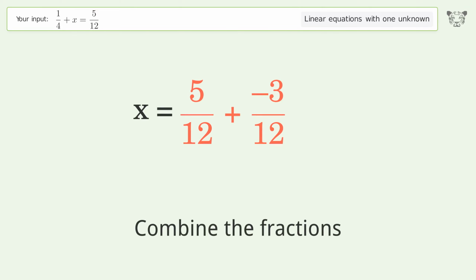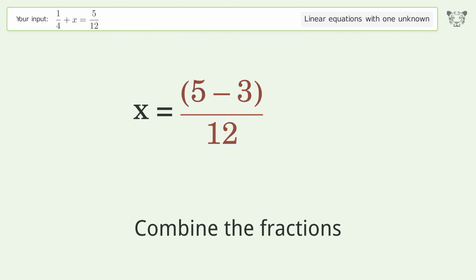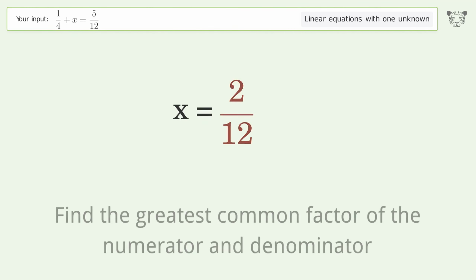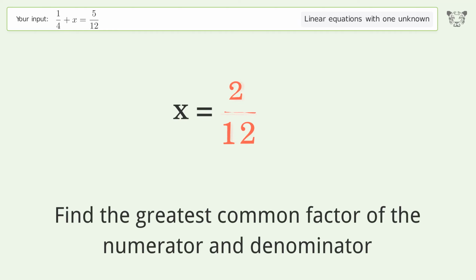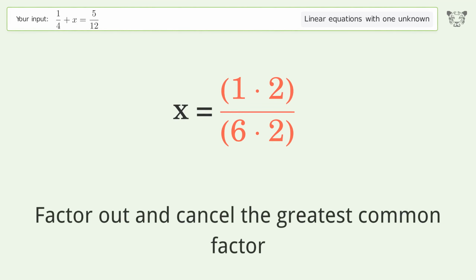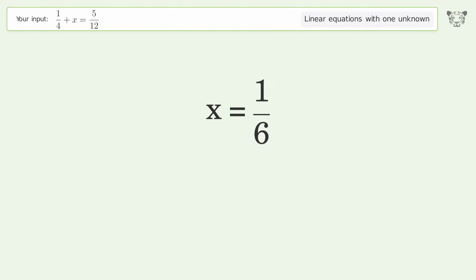Combine the fractions. Combine the numerators. Find the greatest common factor of the numerator and denominator. Factor out and cancel the greatest common factor. And so the final result is x equals 1/6.